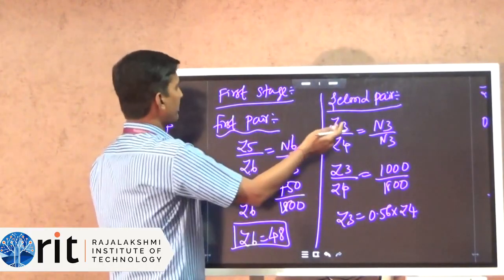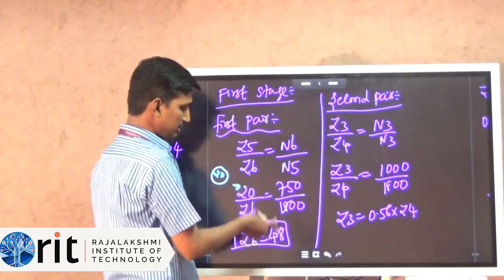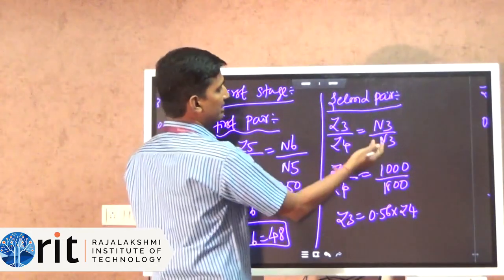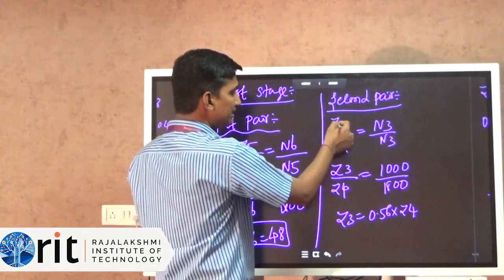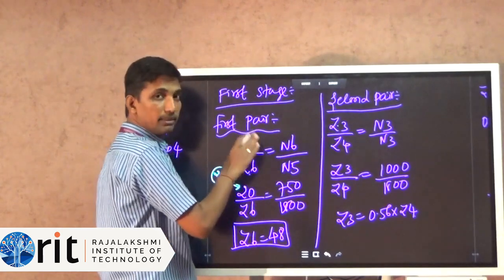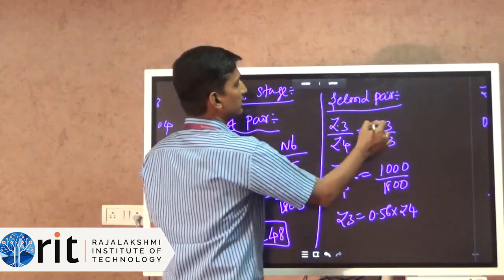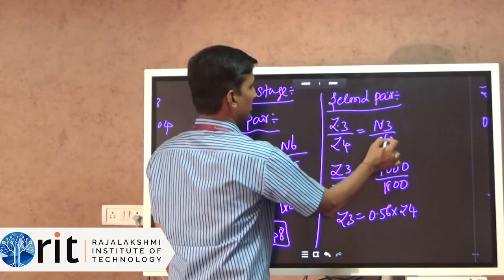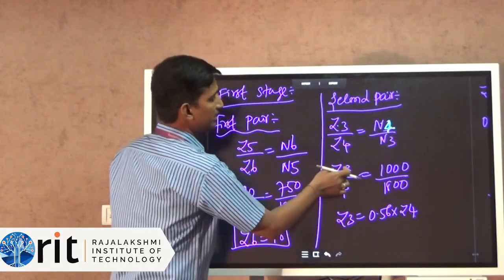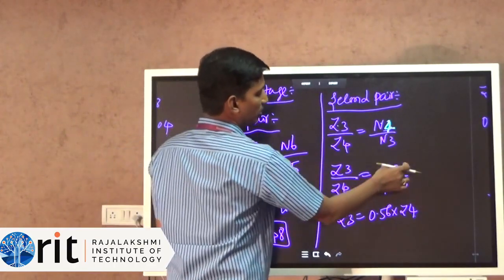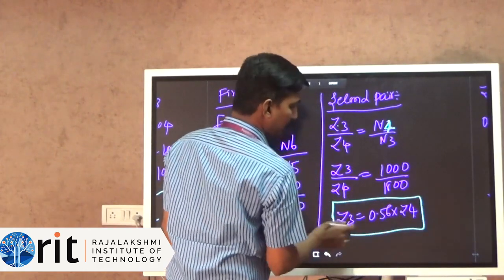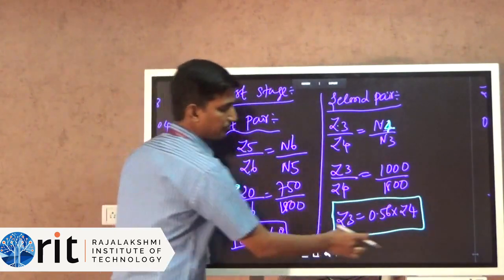Similarly, this is the first pair of gears, where we found Z6 equal to 48. In the second pair of gears, Z3 and Z4 engage to transfer the motion from the main gear to the loose gear. Then Z3 divided by Z4 equals N4 divided by N3, which is 1000 divided by 1800. Now we got the value of Z3 from this combination.